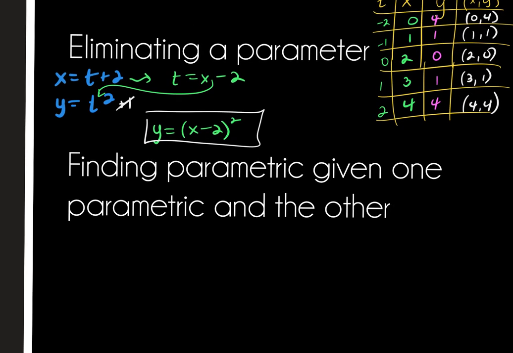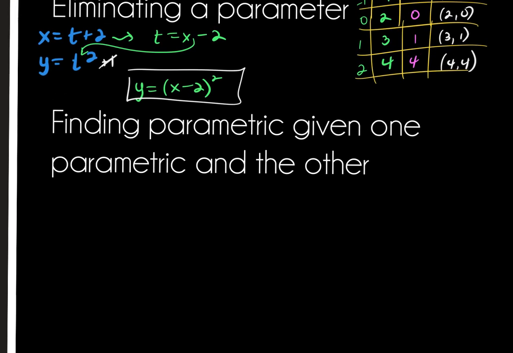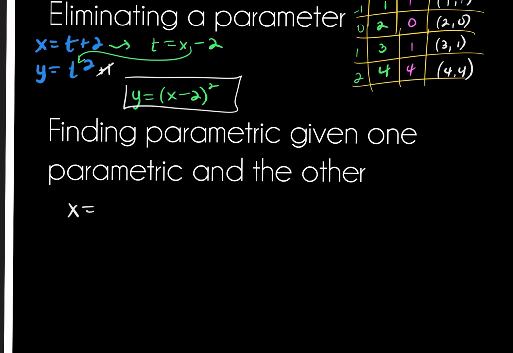Okay, and then the last one, which was the one that has somewhat confusing directions, it'll say find the parametric given the equations, and you will be given one that has a t and one that doesn't. So you get given one parametric and one rectangular. So let's say it says x equals t plus 2. Okay. So then x equals t plus 2 could be the parametric one, and then you'll get something like y equals x plus 3, let's just say.